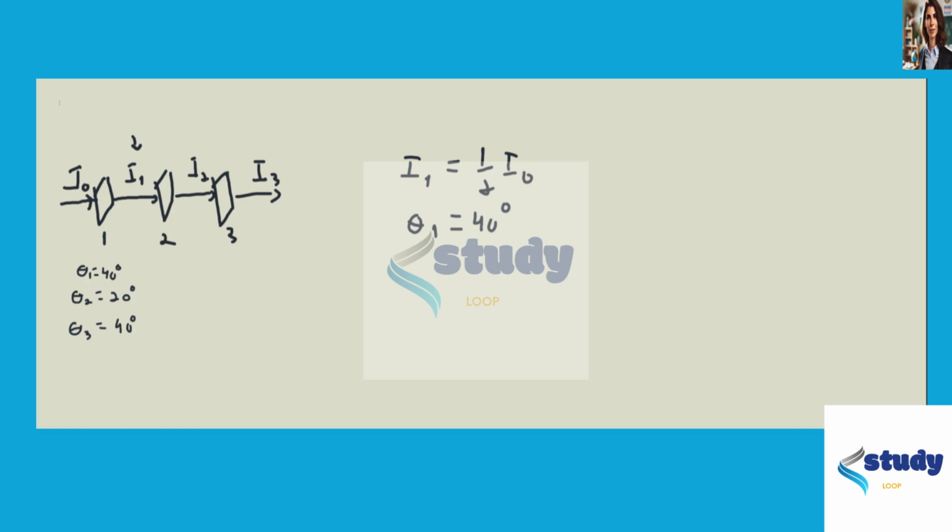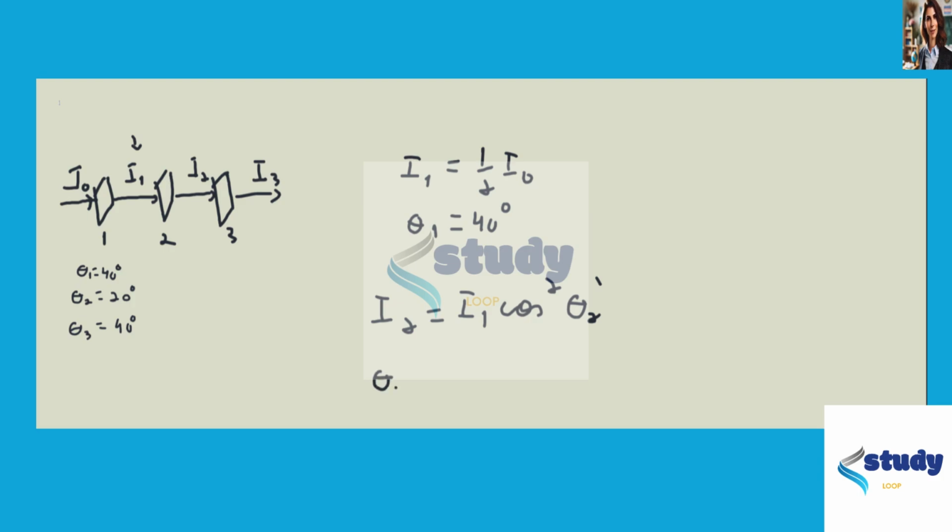Now, for the second sheet, the intensity will vary depending on the cosine square of the angle between the light that is incident and the orientation of the sheet. So I2 will be I1 cosine square of θ2 prime. And θ2 prime is the angle between the direction of the polarization that is incident on the sheet and the direction of the polarization of the sheet.